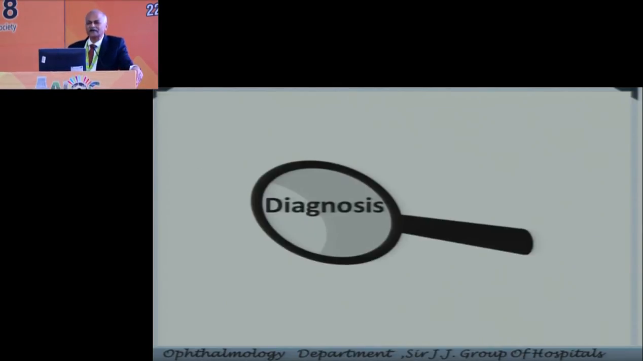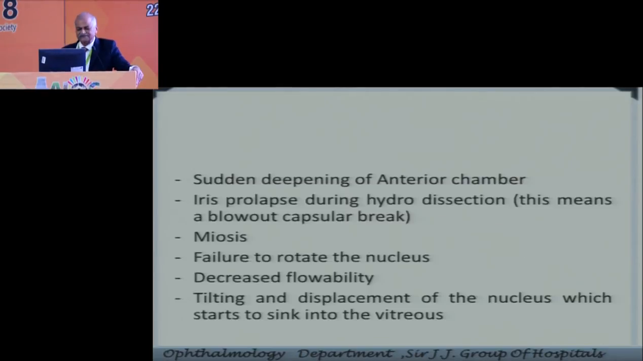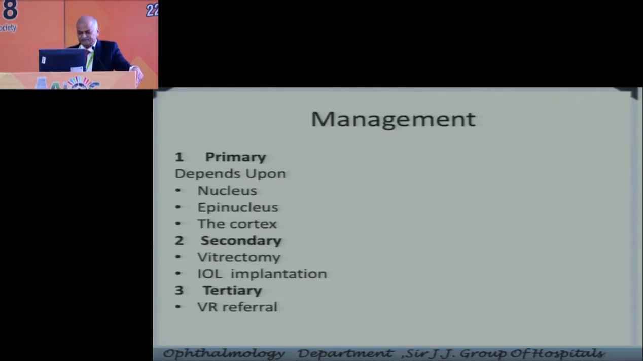And so the diagnosis, how you diagnose that this has happened. Sudden deepening of the anterior chamber in one quadrant, one area. Iris prolapse during the hydrodissection. This means a blowout capsular break. Because of the hydro, there is a blowout and then the anterior chamber becomes very shallow. We are unable to go in, which means vitreous is there. Then miosis, failure to rotate the nucleus, decreased followability, then tilting and displacement of the nucleus which starts to sink into the vitreous.